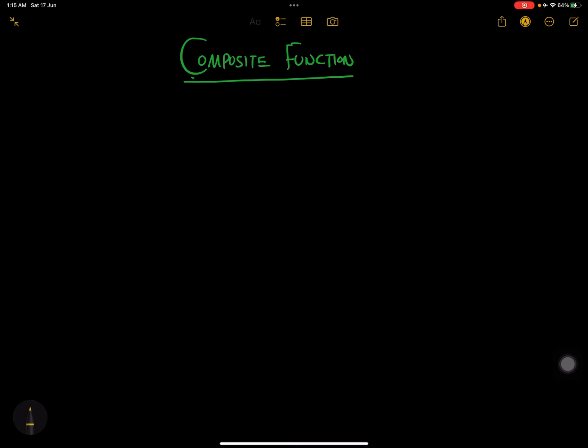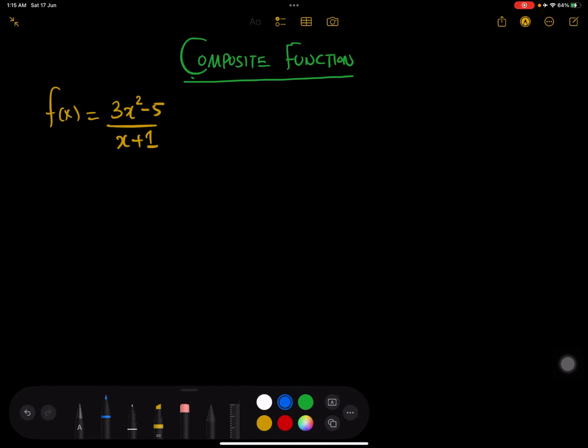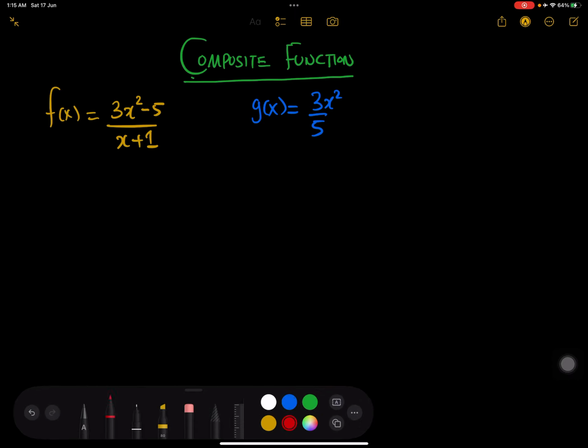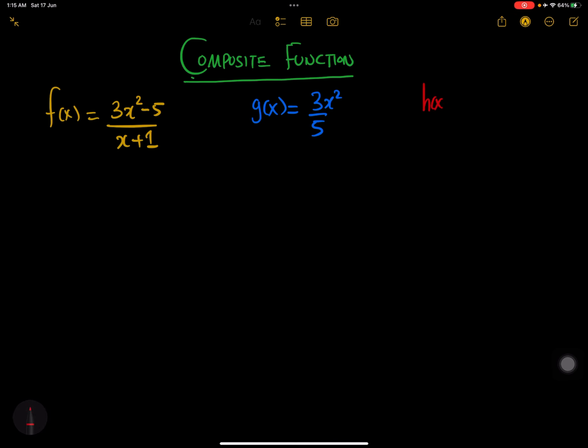So let's imagine that we have a function f of x, which is 3x squared minus 5 divided by x plus 1, for example. And then we also have another function called g of x, defined as 3x squared divided by 5. And then lastly, we have another function h of x, defined as 2x minus 5 at the numerator and x plus 1 in the denominator.